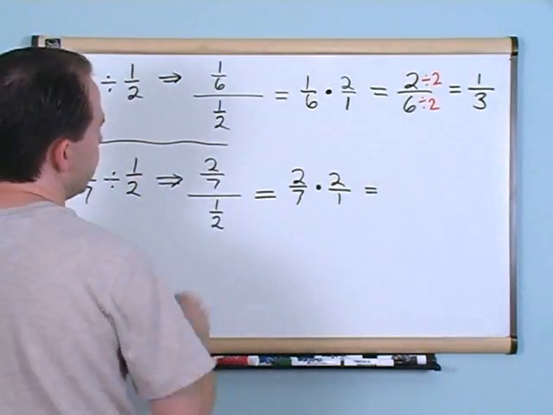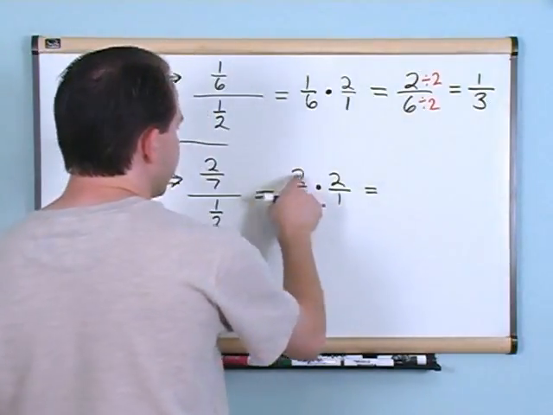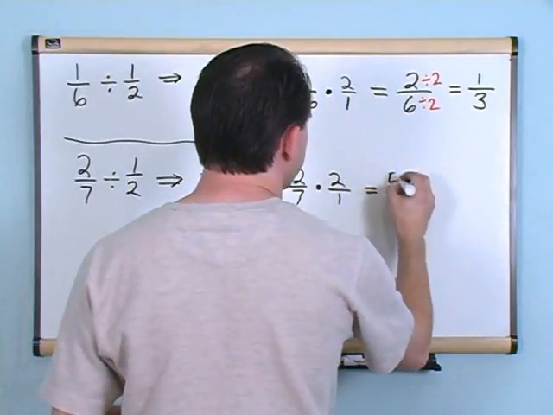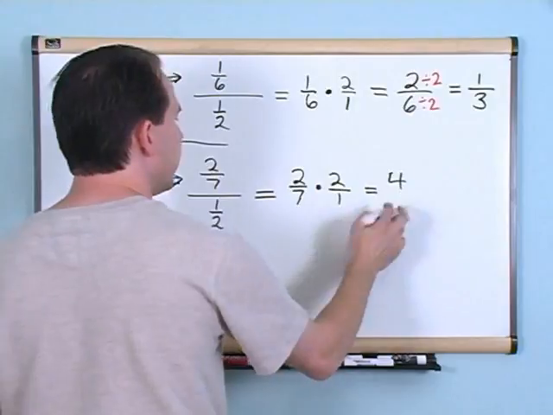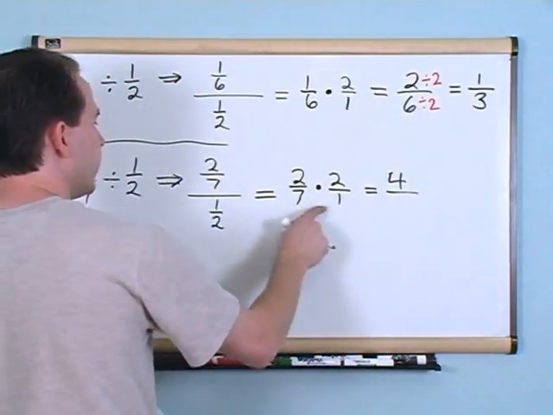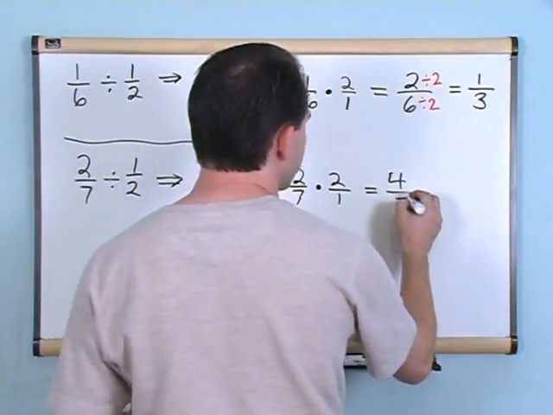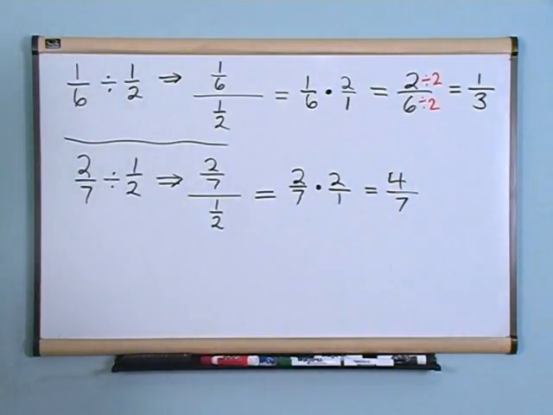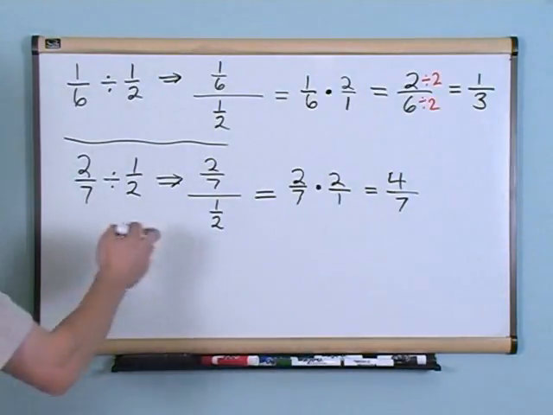It's just something for me mainly. So then you just go and take the top two numbers. 2 times 2 will give you 4, okay? And the bottom number times the other number is 7 times 1, which is going to give you 7. So 4/7 is the answer. There's nothing more I can do to simplify.